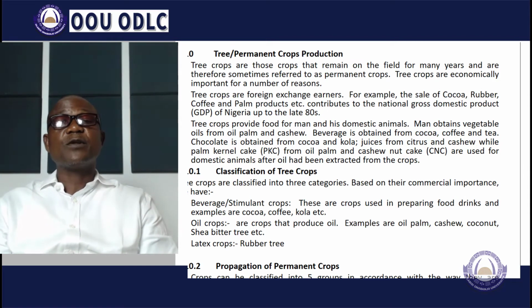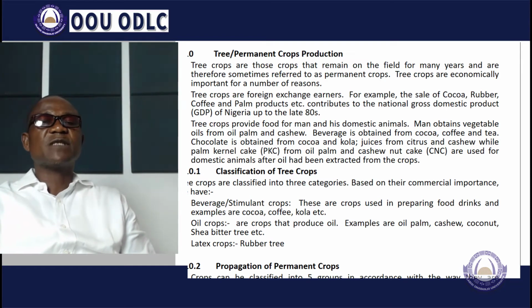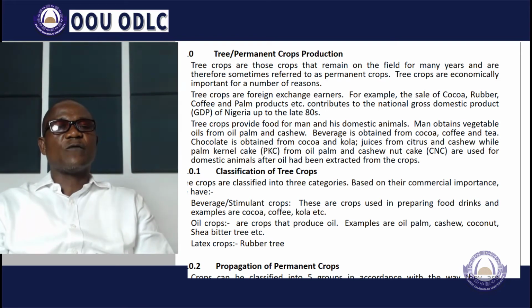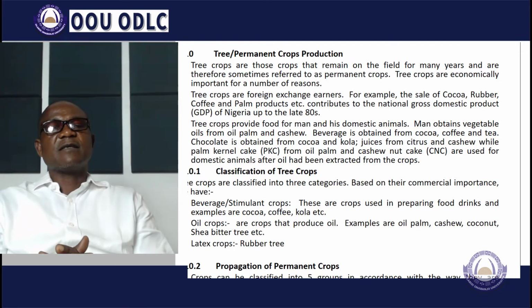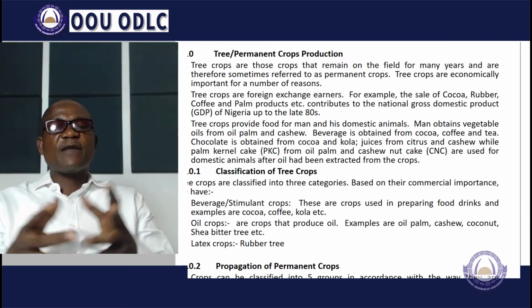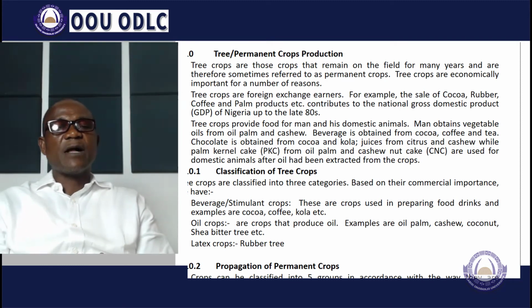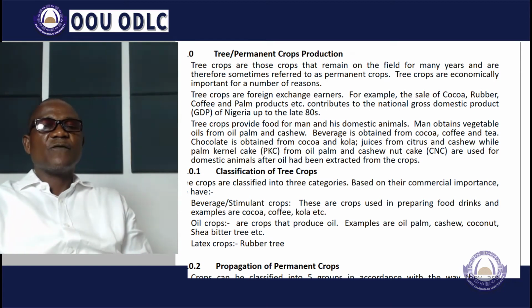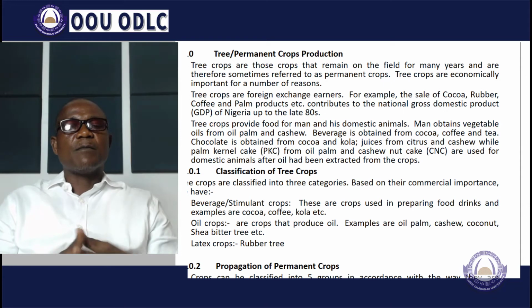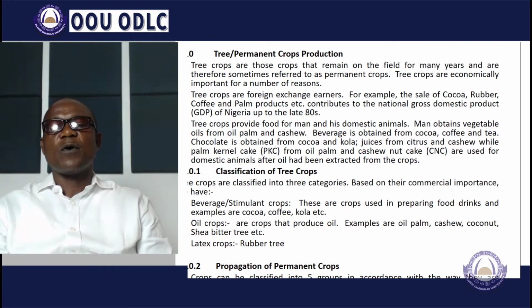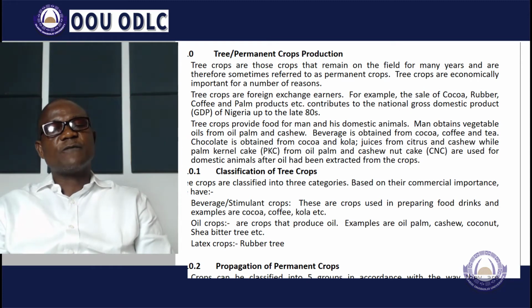Tree and permanent crops production. Tree crops are those crops that remain on the field for many years and are therefore sometimes referred to as permanent crops. Tree crops are economically important for a number of reasons. They serve as foreign exchange earners, they provide food for man, and they are also used for domestic animals after oil has been extracted from some of them, especially extraction of palm kernel cake from oil palm.